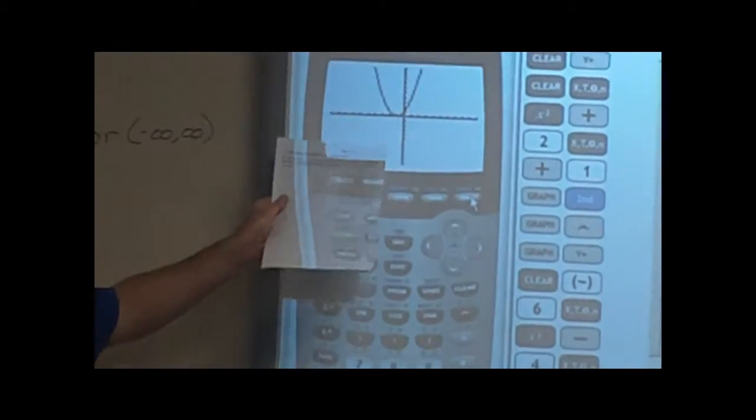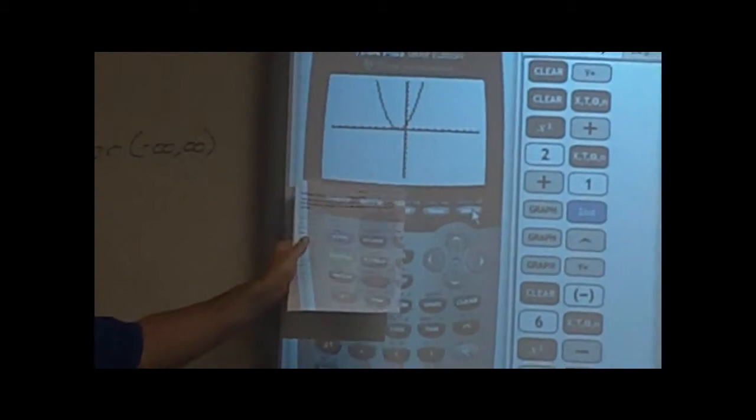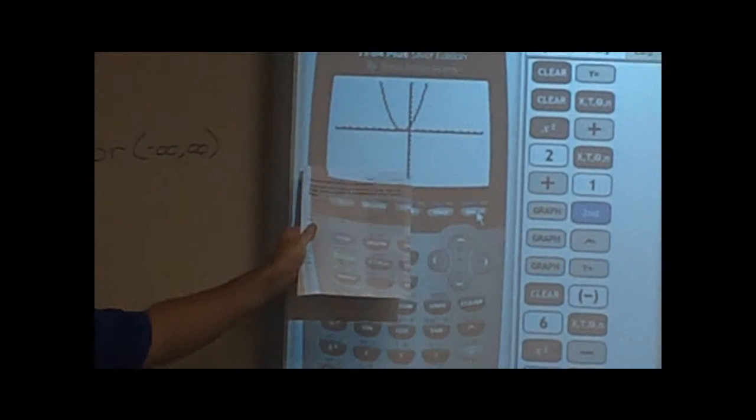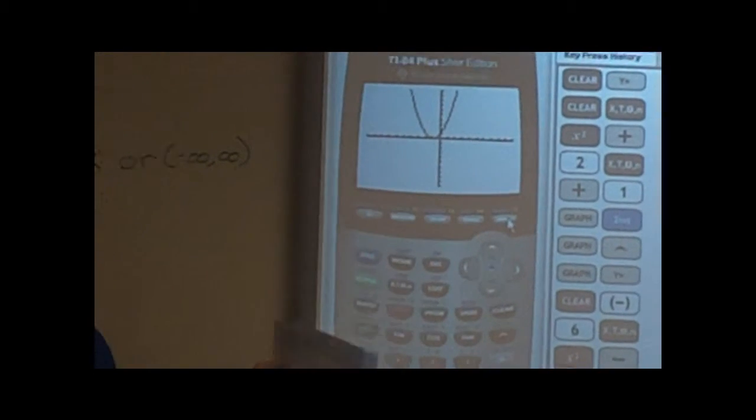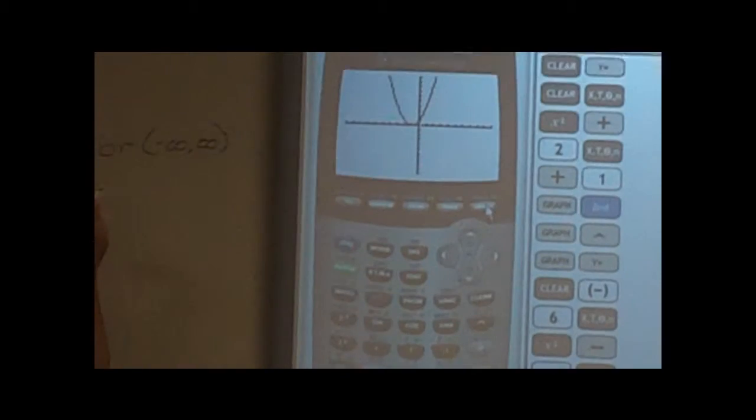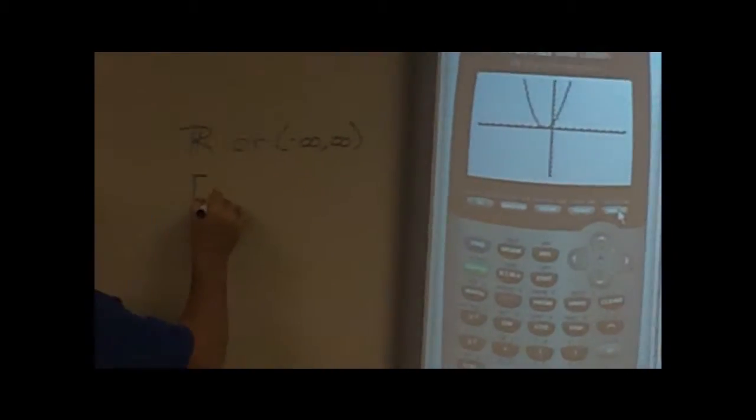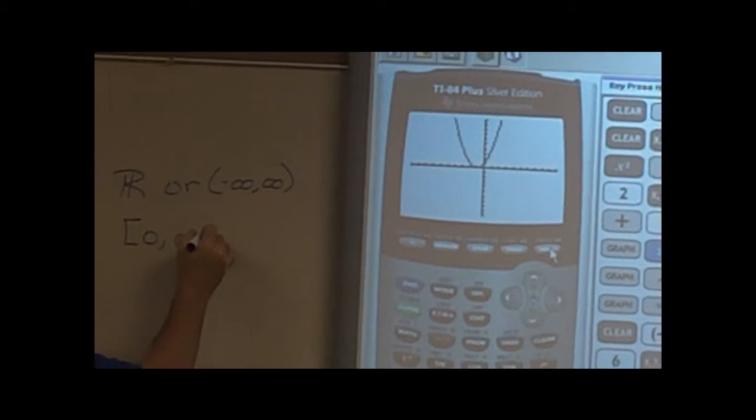Now, the next thing we can find on our calculator is the range. If I look at my graph, what's the smallest value of my y values? 0. So my range is going to start at 0, and it goes to what? Positive infinity. Parentheses.